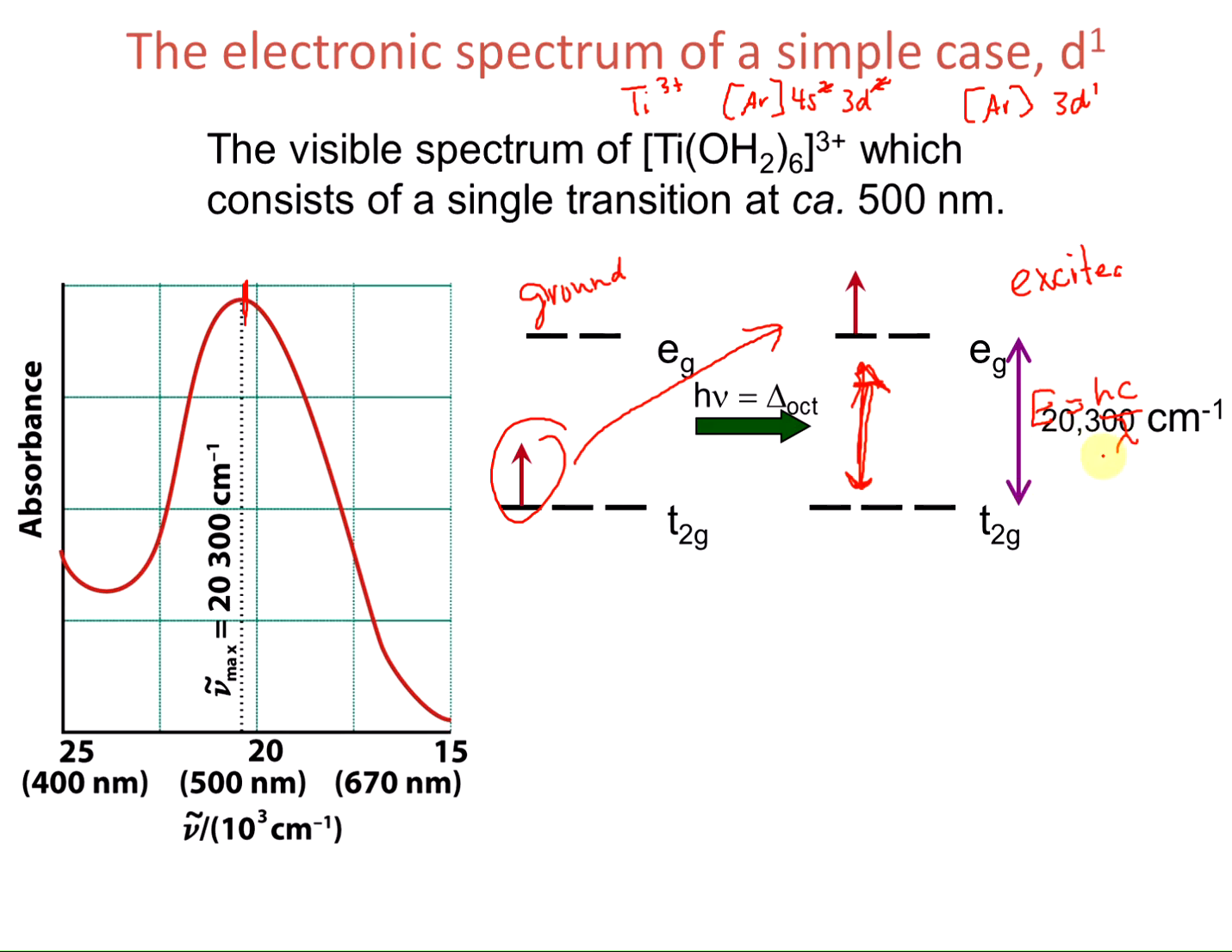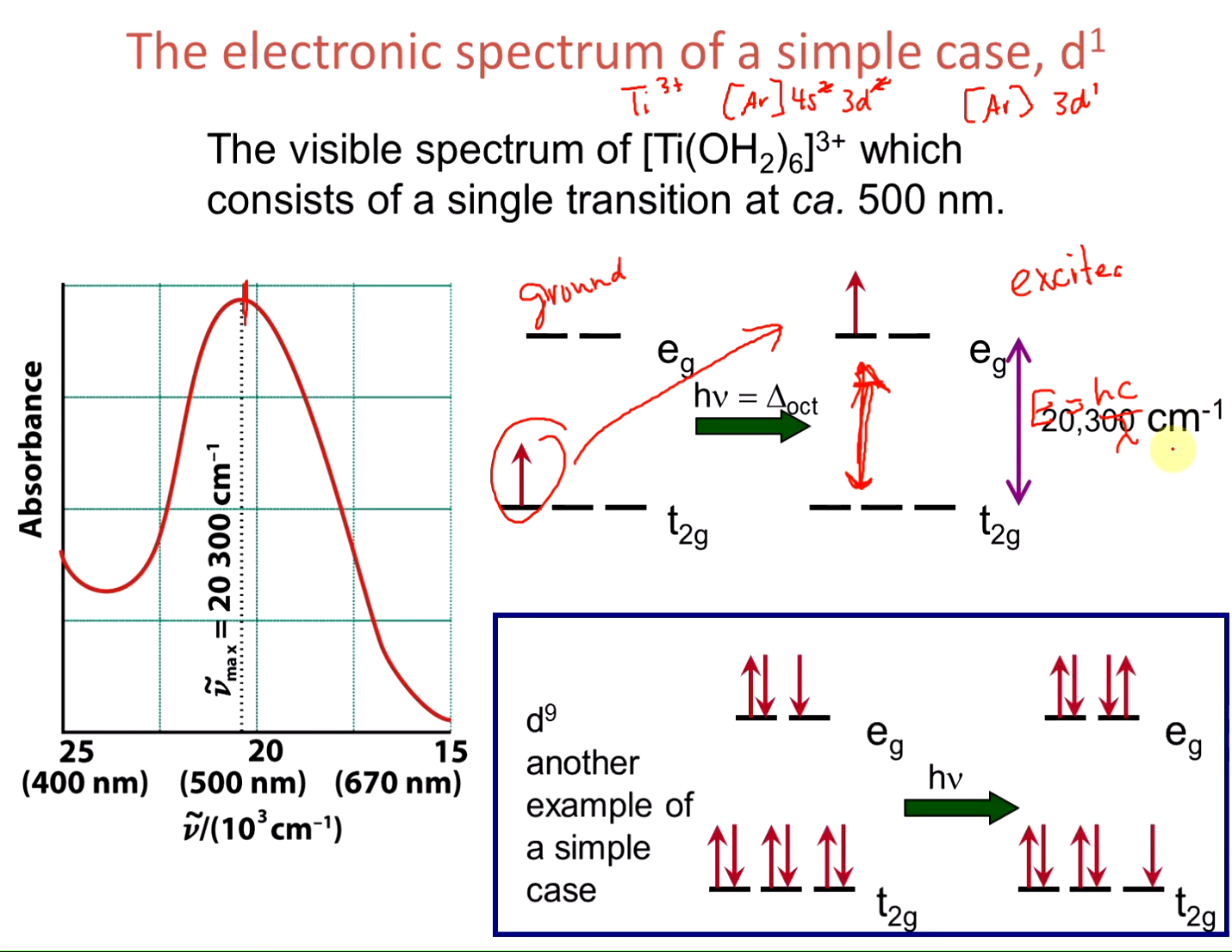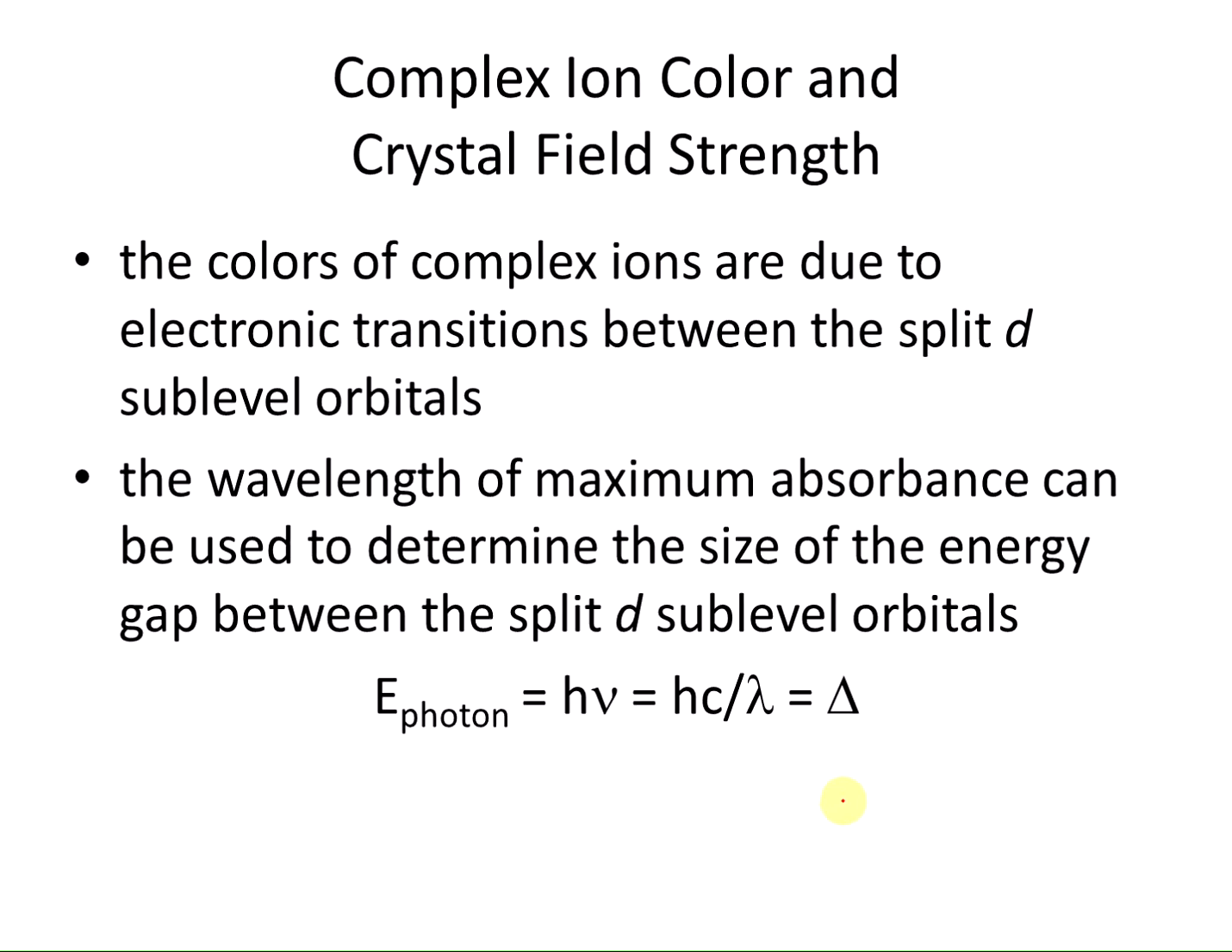wave numbers. Now a d9 is another example of a simple case for looking at how the electron gets excited and causes color change. So the titanium case was a d1, so there's only one electron in there. The d9 means there are 9 electrons. So in this case you have one vacant spot for one of these other electrons to move and get excited. So this is how we explain the color based on crystal field theory.